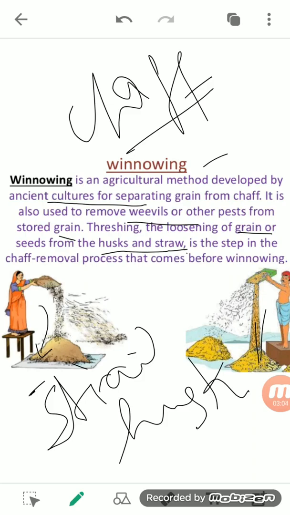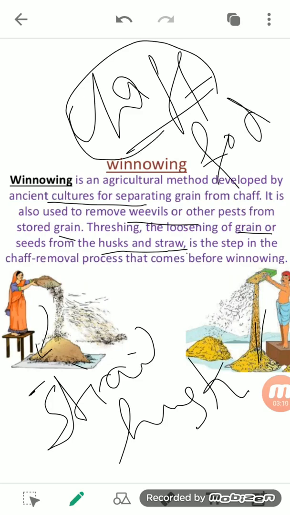Now the separated chaff is again used as fodder for cattle. Okay, one more thing: the direction of the wind also plays a very important role in the process of winnowing, because the wind will help in blowing away the chaff from the grain.